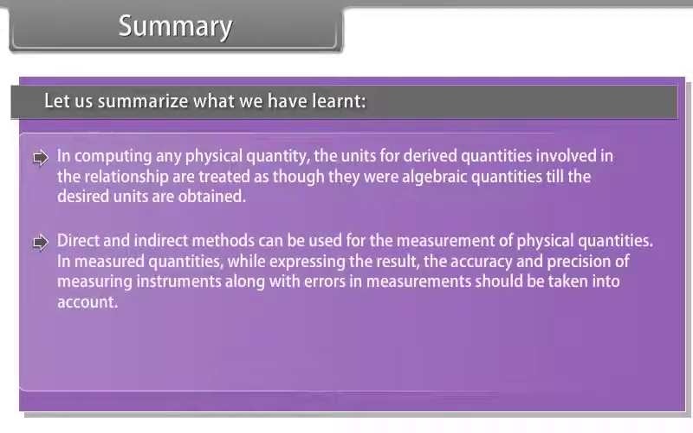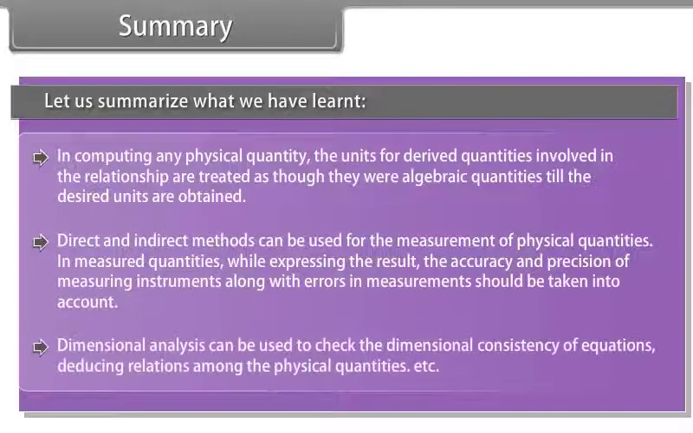Direct and indirect methods can be used for the measurement of physical quantities. While expressing the result, the accuracy and precision of measuring instruments along with errors in measurement should be taken into account. Dimensional analysis can be used to check the dimensional consistency of equations, deducing relations among the physical quantities, etc.